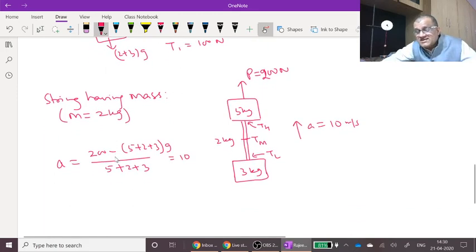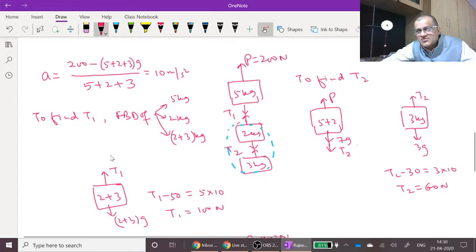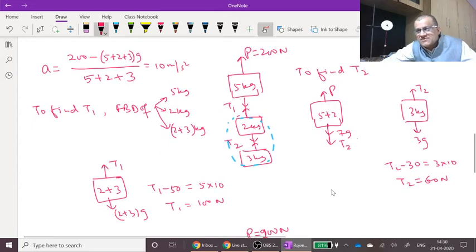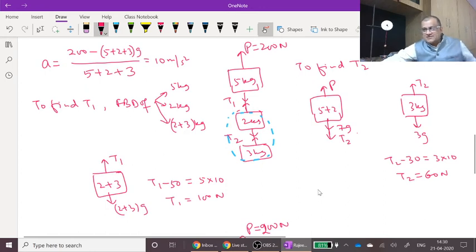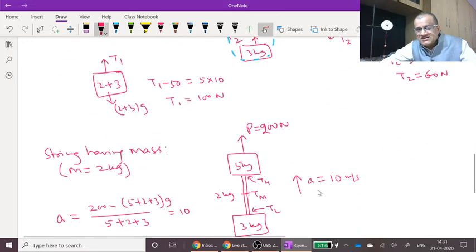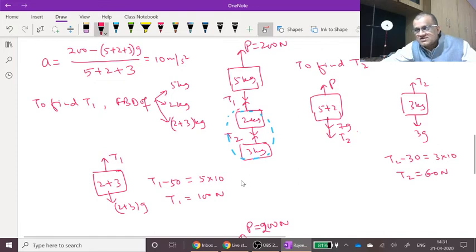Now, to find TH, can you tell me what is similar to finding TH? Look at this previous question and tell me what is similar to finding TH. Look at it. Finding TH is the same as finding something in the previous question. What is that? Finding TH here, the tension at the highest point, is the same as finding something in this question. What is that?